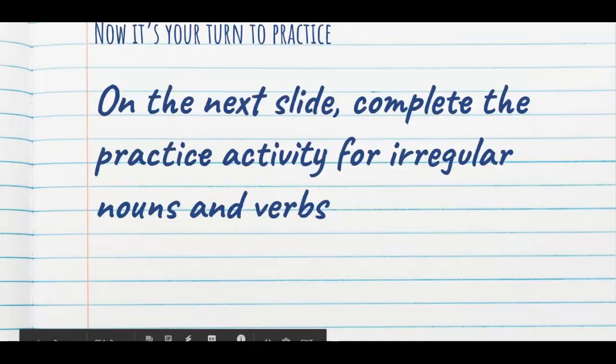So now it's your turn to practice using irregular nouns and verbs on the next slide.